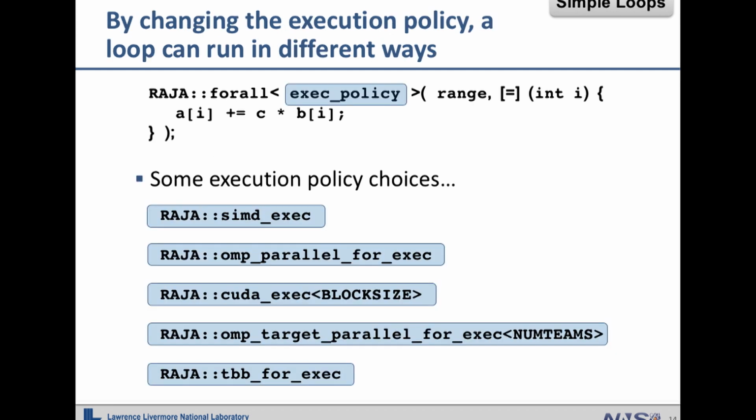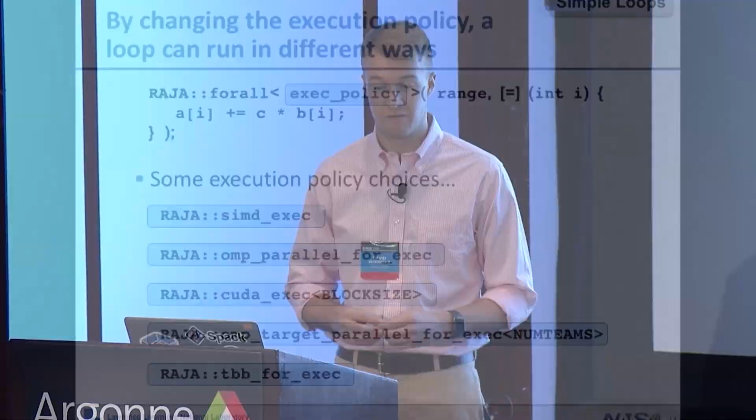So I've already said that by changing the execution policy, you can change the way that the loop is run. These are different types that will instantiate that function for the different backends, is what we call them. So SIMD would try and force that loop to vectorize. OMP parallel for would use OpenMP, like the parallel for pragma internally to distribute the loop over threads. You have things for CUDA, OpenMP target, which is the OpenMP 4.5 constructs to run on a device. And then we also support Intel's Threaded Building Blocks.